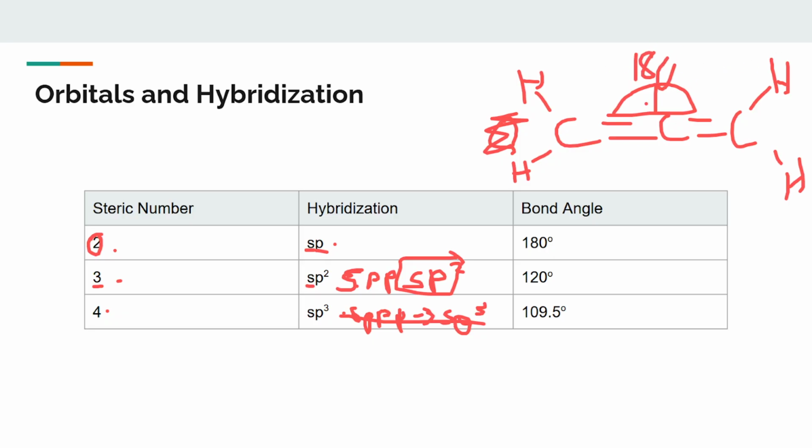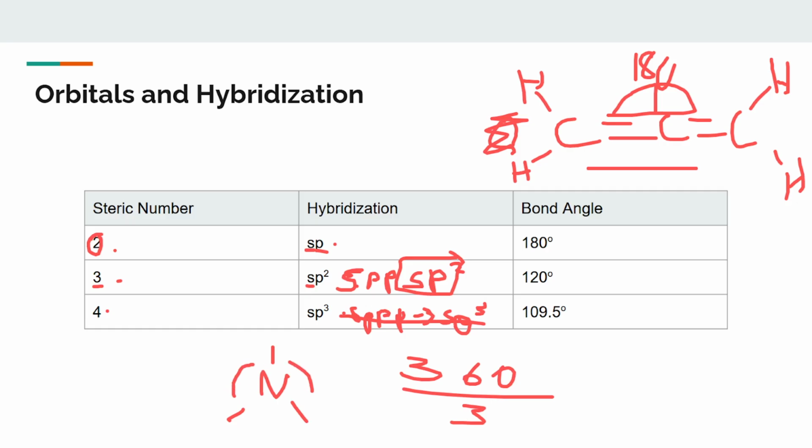180 would be our bond angle here because it's just a straight line. Here we have our sp2, which would be 120, and that's just 360 divided by 3, because when you have only 3 things attached to something, no matter how they spin around each other, they will always want to be as far from each other as possible. And the only way you can do that is to be planar, just completely flat.